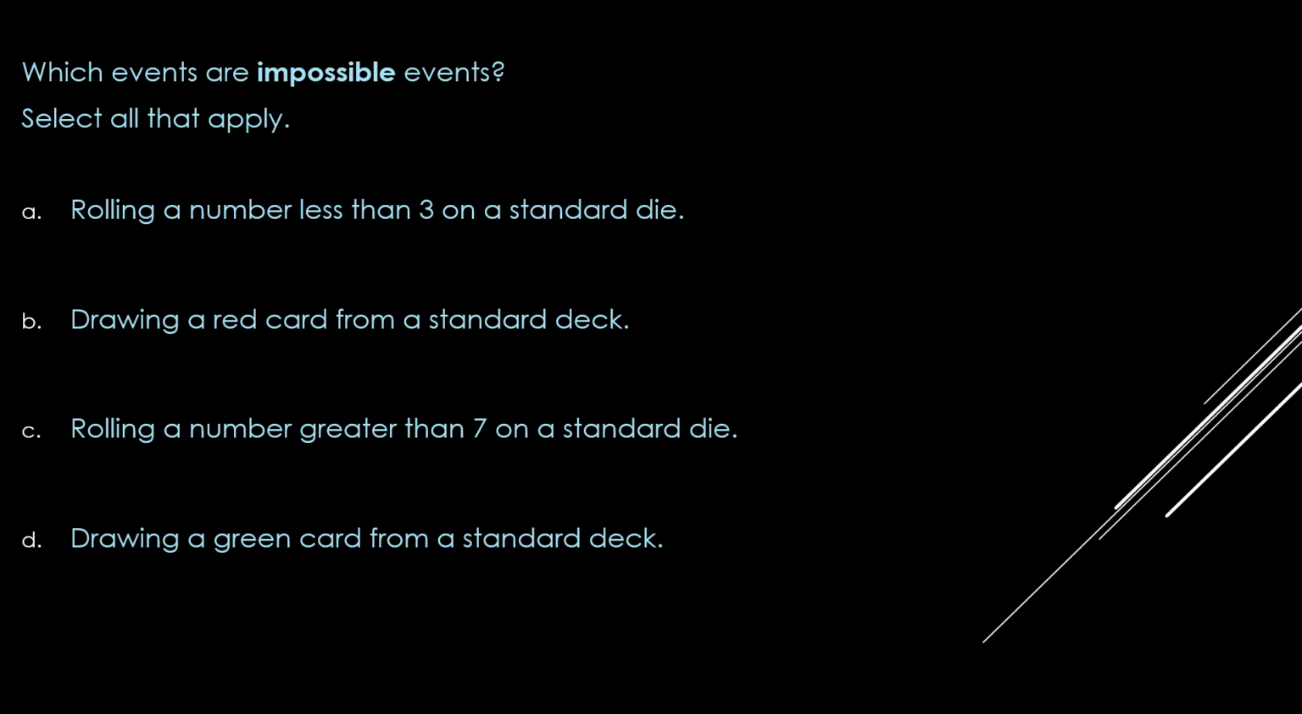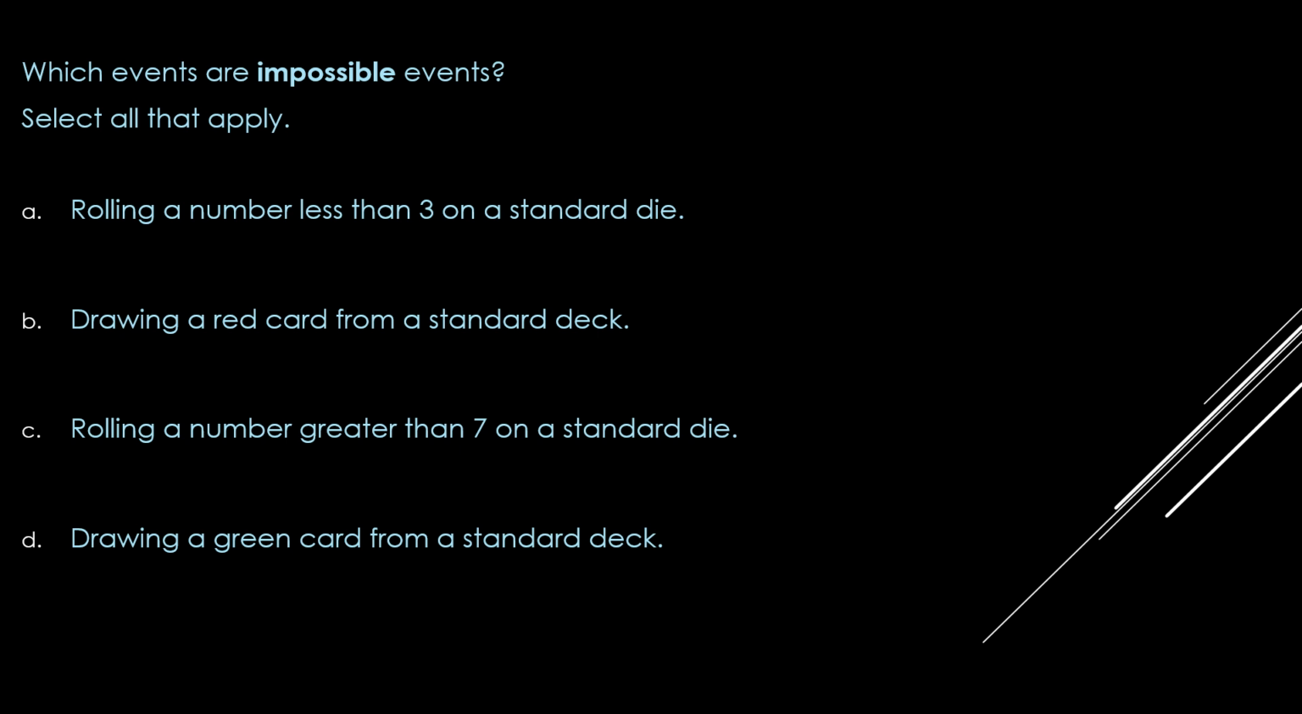Which events are impossible? Impossible means that it could never happen ever, ever, ever. There's no way that it could ever happen. The first option says rolling a number that is less than 3 on a standard die. Well, that could happen because I could roll a 1 or a 2. B says drawing a red card from a standard deck. Again, that could happen because half of the cards in a deck are red.